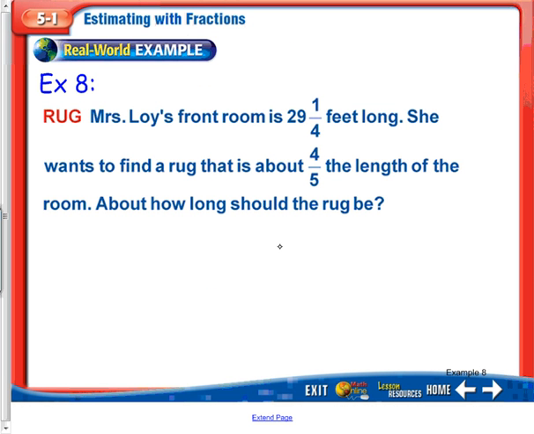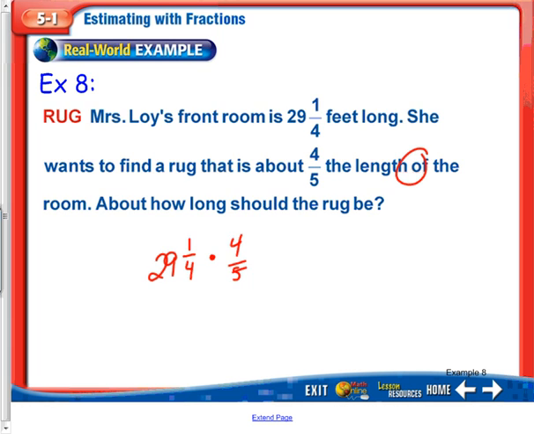All right, for our last example today, Mrs. Loy's front room is 29 1/4 feet long. So I'm going to write that down, 29 1/4. She wants to find a rug that is about 4/5 the length of the room. Whenever you see "of," that tells you that we should be multiplying. So I'm going to go ahead and say times 4/5. So about how long should the rug be?